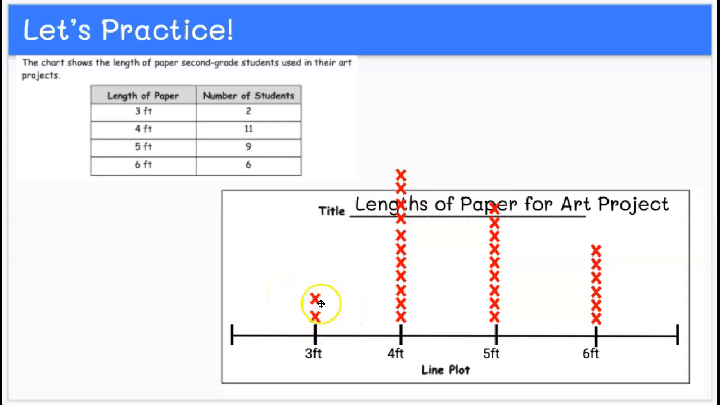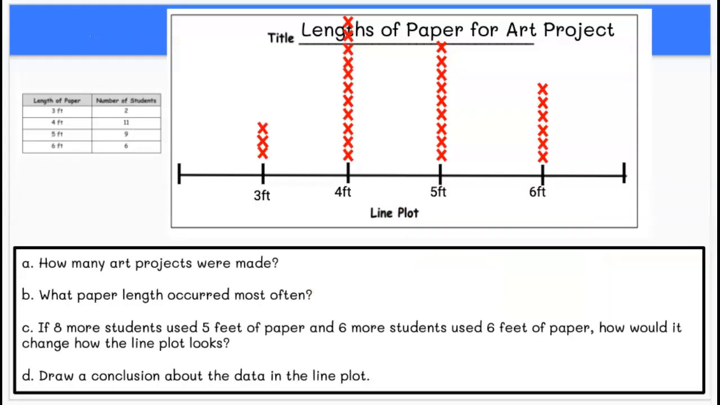I have the least amount of X's for 3 feet. Okay, so now we're going to use the information we learned from our graph to answer some questions about it. And that's really the new piece of information from today's work, is that we're going to be talking about the graph and answering questions. So now we need to answer some questions about this line plot, or we might say analyze the information.